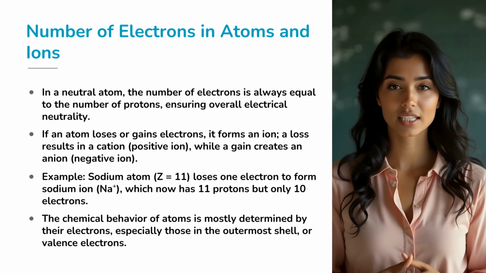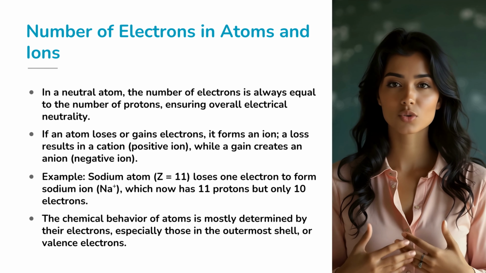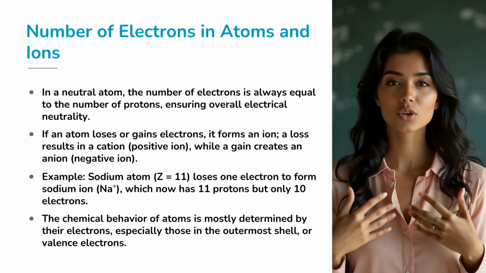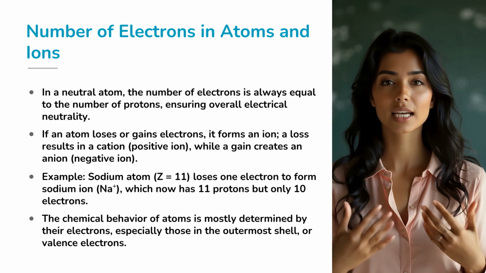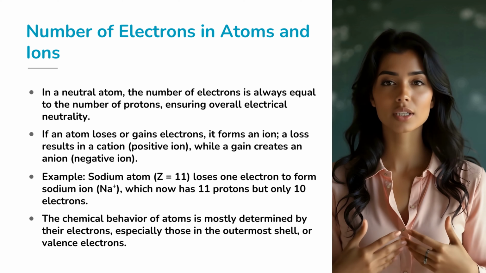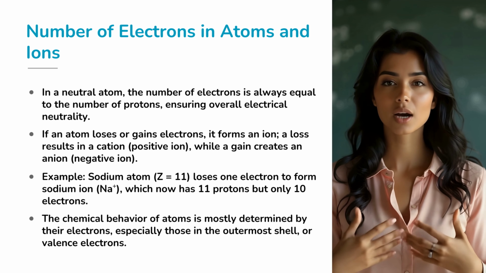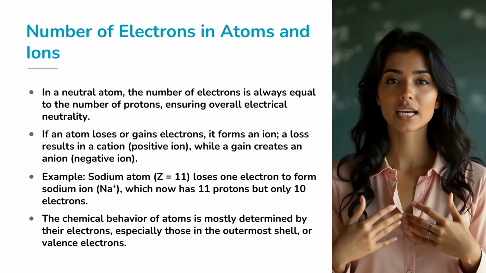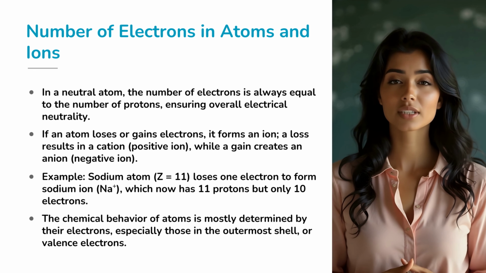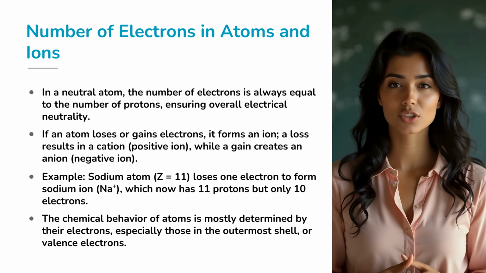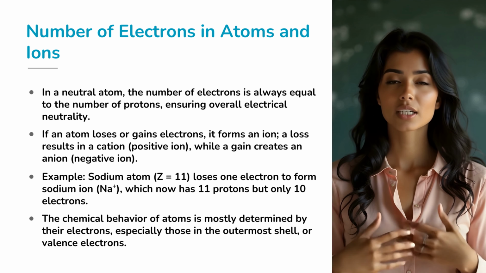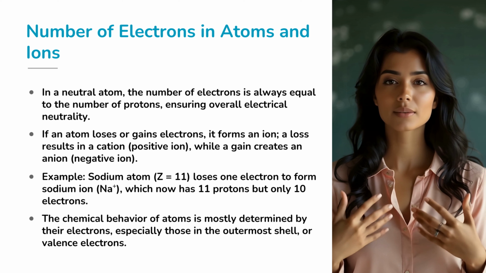But what about the electrons? In a neutral atom, the number of electrons always equals the number of protons. This ensures the atom has no overall electric charge. However, if an atom loses electrons, it becomes a positively charged ion called a cation. If it gains electrons, it becomes a negatively charged ion called an anion.